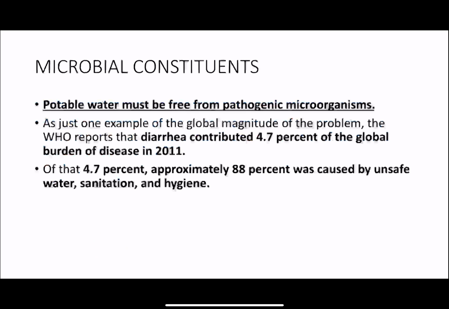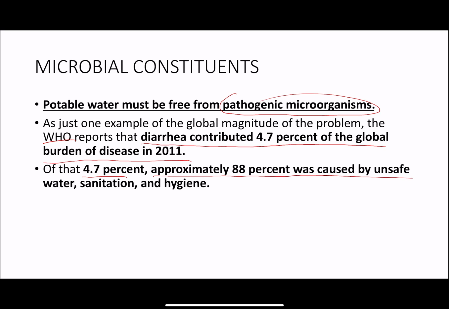Microbial constituents in potable water: the water must be free of pathogenic microorganisms. Let's look at one of the problems. WHO reports that diarrhea contributed 4.7% of the global burden of disease in 2011. 4.7%. It's higher than any other disease. Of that 4.7%, approximately 88% was caused by unsafe water, sanitation, and hygiene. 88% from water.